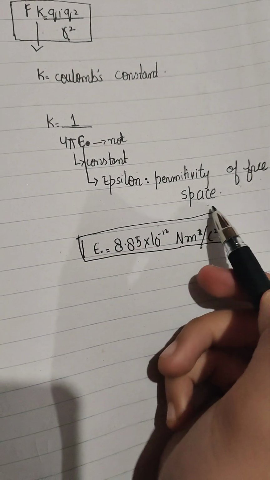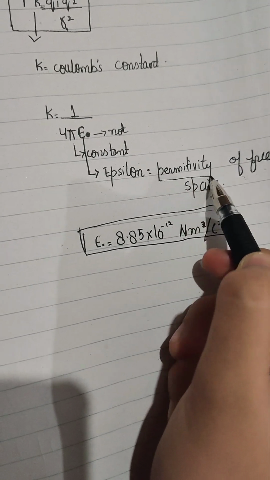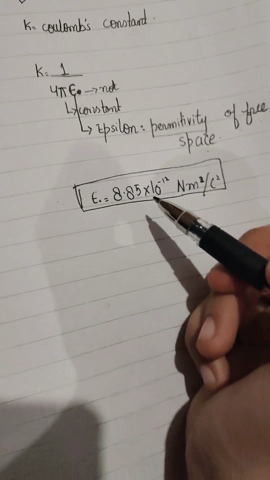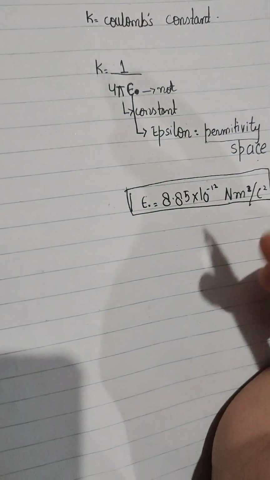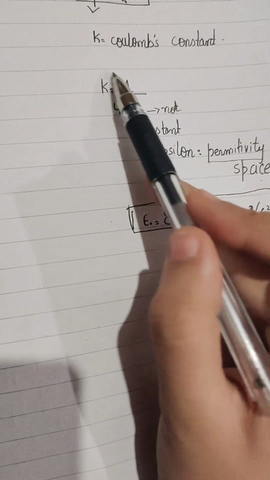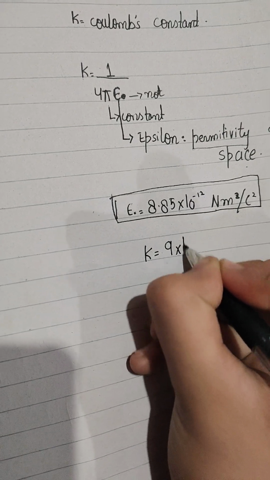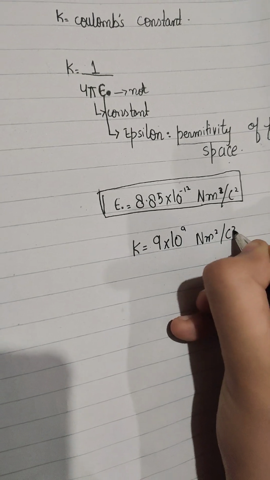It means that in free space, in free vacuum, the electrostatic force permit is known as epsilon naught, or the permittivity of space. Now let's have a look at what the value of K is. This is the formula of K, but what is its value? If we place the value of pi and the value of epsilon naught, we will find the value of K. K is equal to 9 multiplied by 10 to the power 9 Newton meter square upon coulomb square.